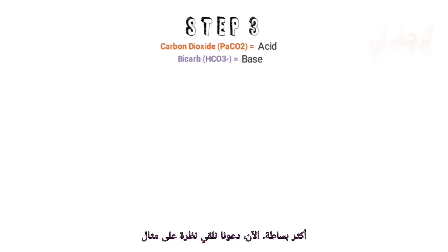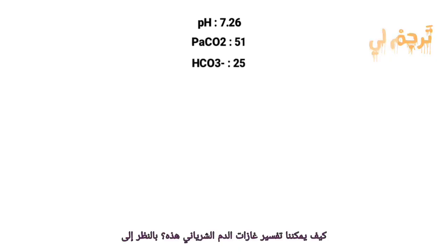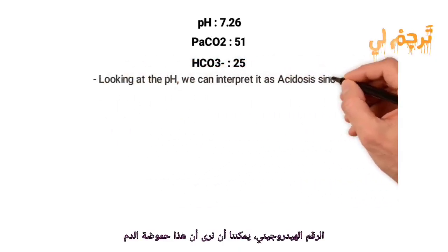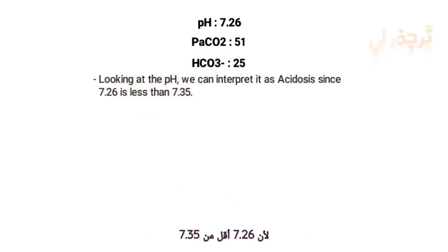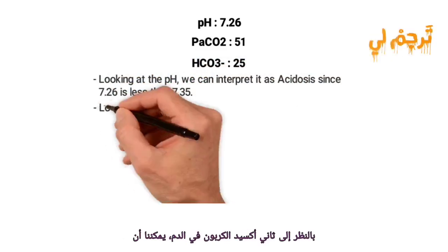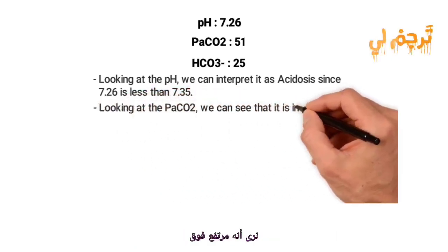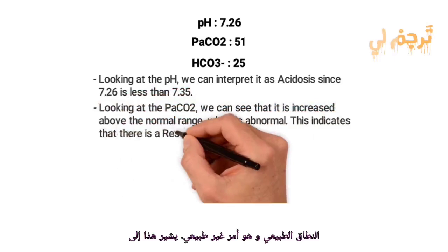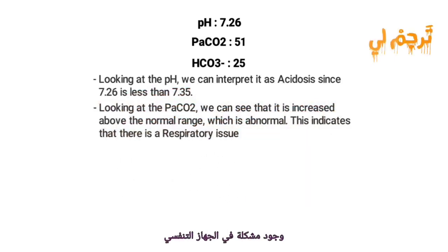Now let's look at an example. Let's say the pH is 7.26, the carbon dioxide is 51, and the bicarb is 25. How can we interpret this ABG? Looking at the pH, we can see that this is acidosis, since 7.26 is less than 7.35. Looking at the PaCO2, we can see that it is elevated above the normal range, which is abnormal. This indicates that there is a respiratory issue.